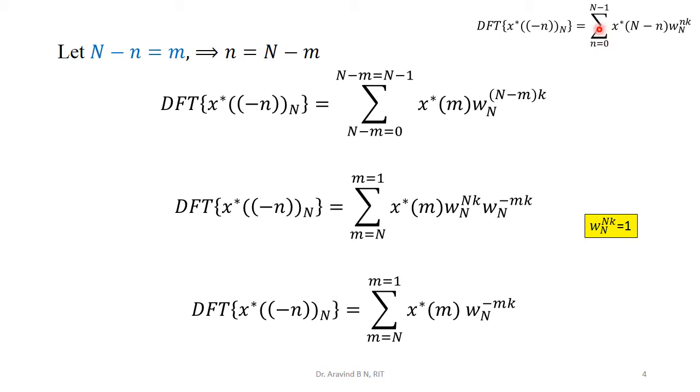So n starts from 0 to N minus 1. That is nothing but n is equal to N minus 1. That is the actual representation we are going to have. So n is equal to N minus 1, and n is nothing but N minus m, so N minus m will be equal to N minus 1. X conjugate of m. In place of N minus n, m has been represented, from this substitution. Then the twiddle factor omega N, in place of small letter n we are going to have N minus m into k representation.